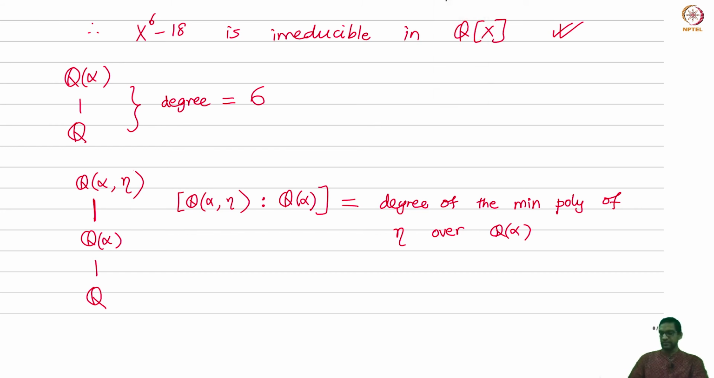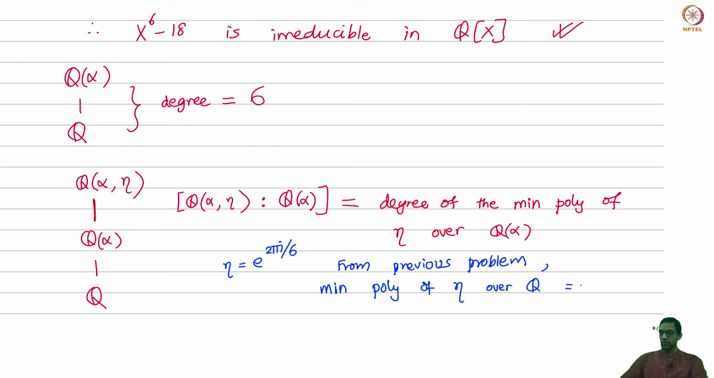So how does one find the minimal polynomial? Well, one tries to find at least one candidate polynomial. So what is the candidate polynomial here? Observe what eta was. Eta was just e to the 2 pi i by 6. And recall that from the previous problem, we already know what the minimal polynomial of eta over Q is, meaning with coefficients in Q: it was the polynomial x squared minus x plus 1.